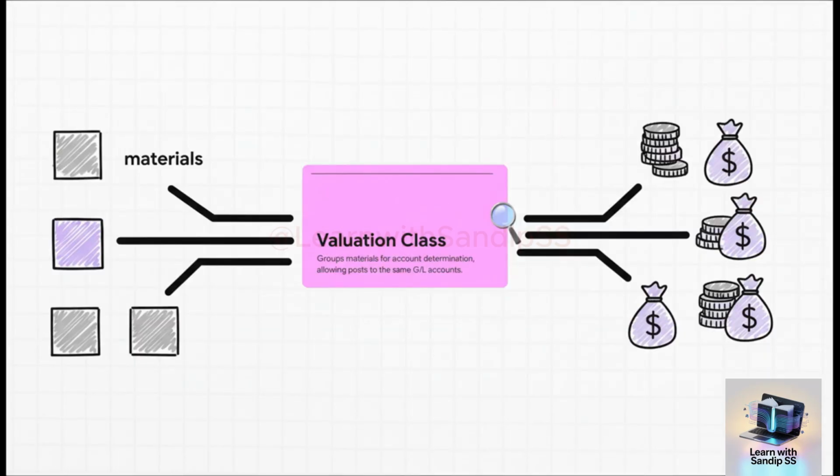Next, we've got the valuation class, and its purpose is crystal clear. It exists specifically for account determination. This is the piece that directly connects a material to its financial GL accounts. It's simple, really. Materials that share the same valuation class are always going to post to the same accounts.